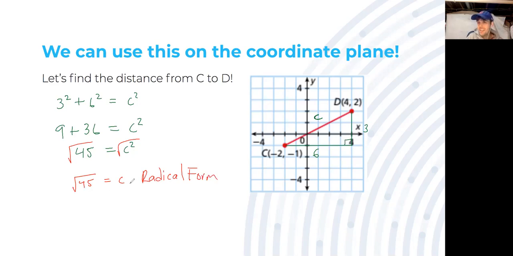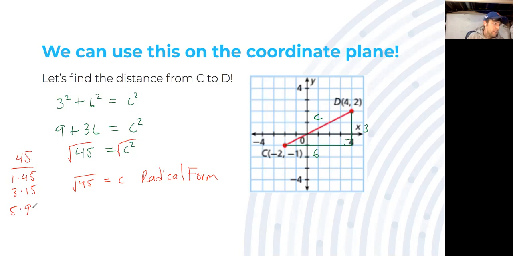But usually, if I'm going to leave it as a radical, I prefer it to be reduced. So what I need to do here is reduce this. The number 45 can be written as 1 times 45, 3 times 15, 5 times 9, and I think that's about it. That's about the only products I can use.